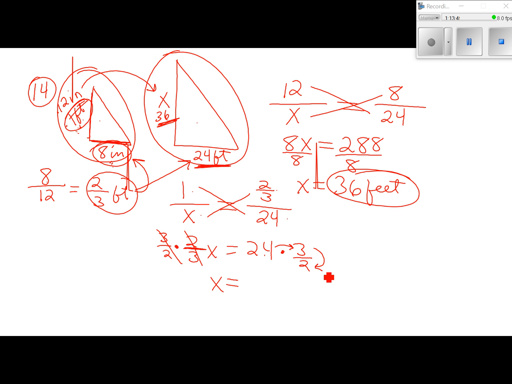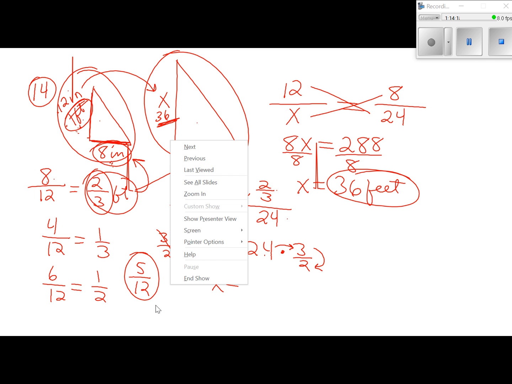But the main thing here is know that 8 inches is 2/3 of a foot. So if I had 4 inches, that'd be 4 out of 12, which is 1/3 of a foot. If I had 6 inches, that's 6 out of 12, which is 1/2 a foot. If I have 5 inches, that's 5 out of 12, which is 5/12 of a foot. That won't reduce any, and you could just use that. But that's something else to remember.